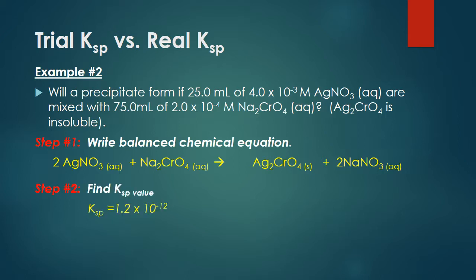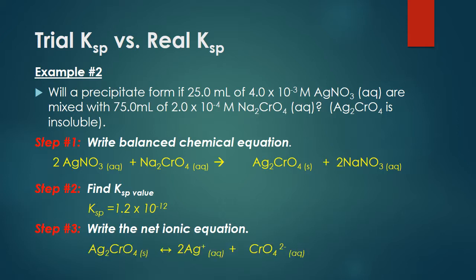If you look up the KSP, this one is a very tiny one with 10 to the negative 12 value, so quite insoluble. So we just need to see if we have the adequate concentrations and volumes in order to cause a precipitate to form. So we need to look at our net ionic equation, which if we just look at the silver and the chromate, will come out to 2 silver ions for every 1 chromate ion in your dissociation.